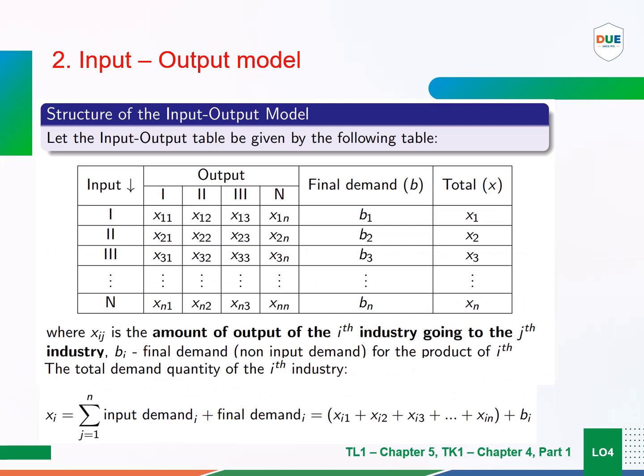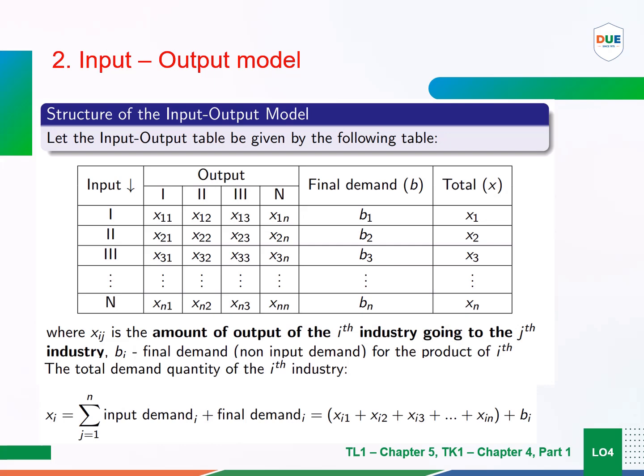Now we move to another important application, the input-output model. This model describes how different industries in an economy are connected through the flow of goods and services. In the table, each row represents the output of one industry and shows how that output is distributed to other industries as intermediate inputs, as well as to final demand.